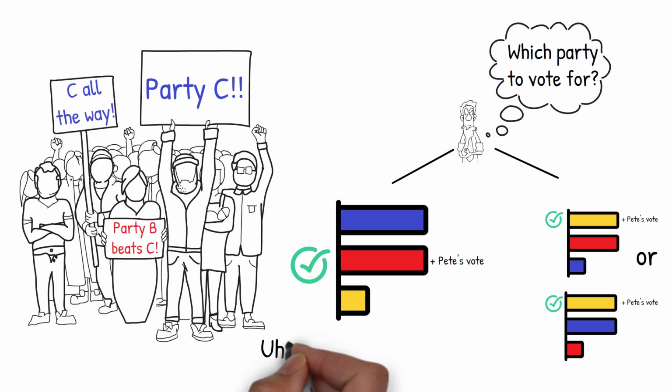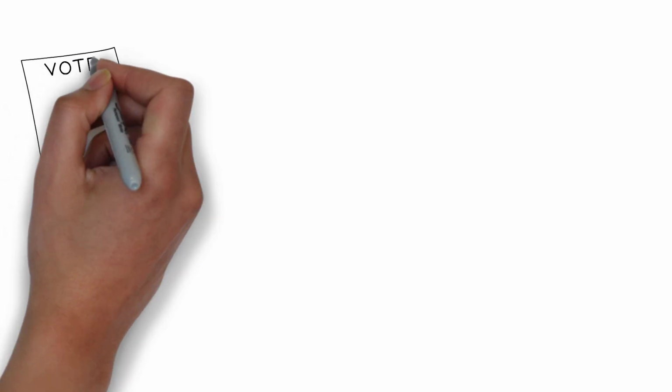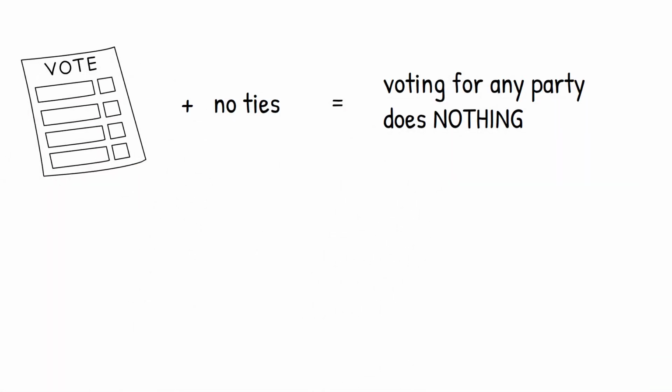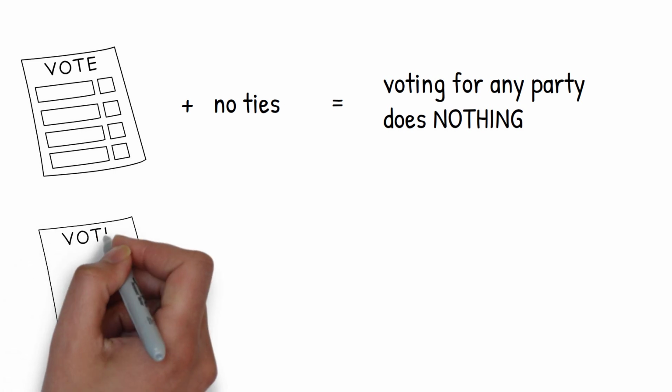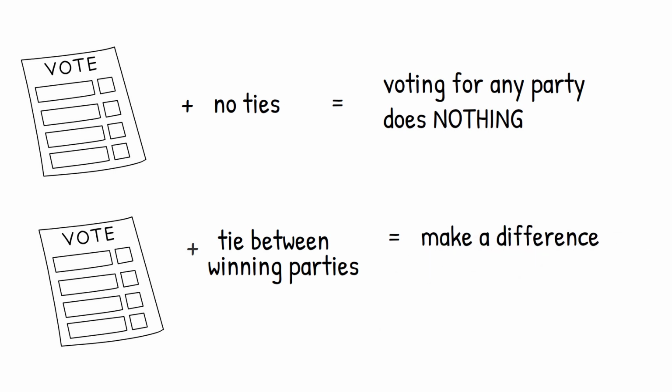At this point, you might say, whoa, what if there are no ties between any parties? Isn't that a scenario that's the most likely to occur? Actually, no matter how likely it is for this scenario to occur, Pete doesn't have to consider whom to vote for when there are no ties between any parties, because his vote would do absolutely nothing in that case. And rational voters only care about when their vote might make a difference.